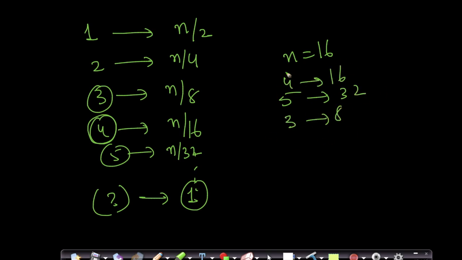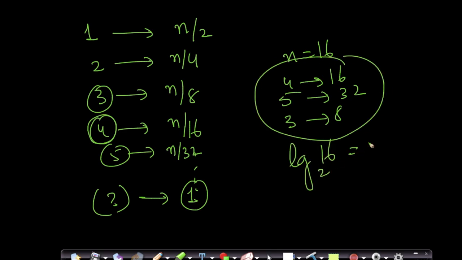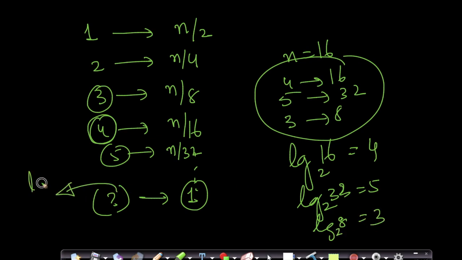Now you see the logarithmic relationship here. What is log of 16 base 2? It is 4. What is log of 32 base 2? It is 5. What is log of 8 base 2? It is 3. So at log n base 2 comparisons, you have reached exactly one element. Which means, what is the total number of comparisons that you have to do? In the worst case, you will do log n comparisons. Which means this algorithm takes order of log n time, or comparisons.